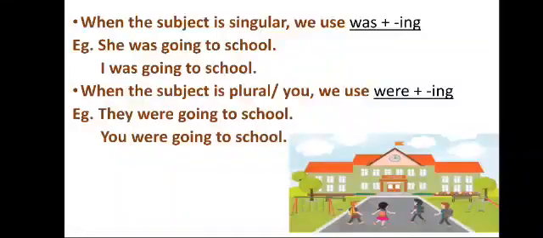When the subject is singular, we use was plus ing form of the verb. Example, she was going to school, I was going to school. We can say Neha was going to school. When the subject is plural or you, we use were plus ing form of the verb. Example, they were going to school, you were going to school.